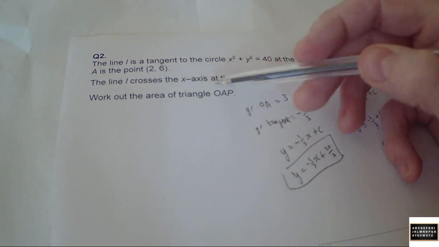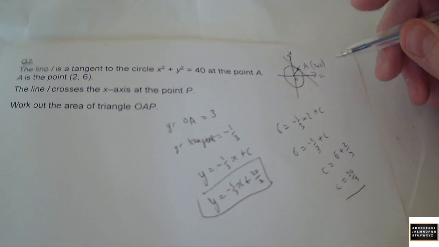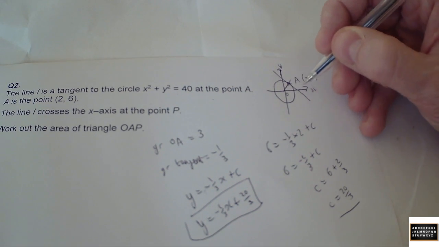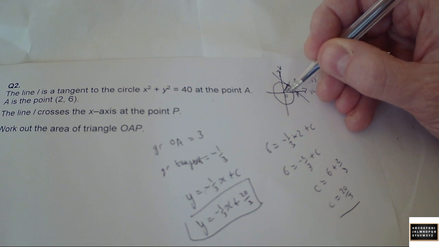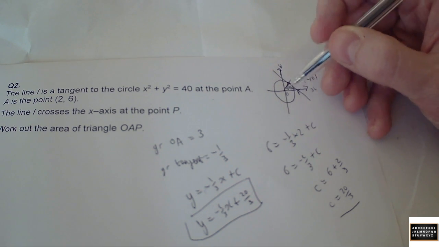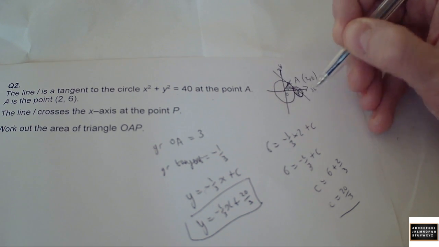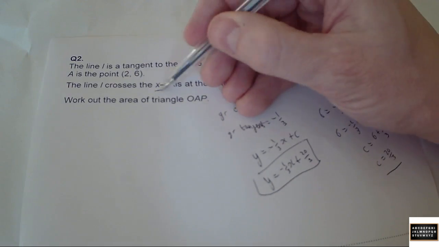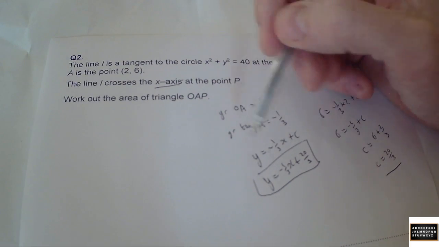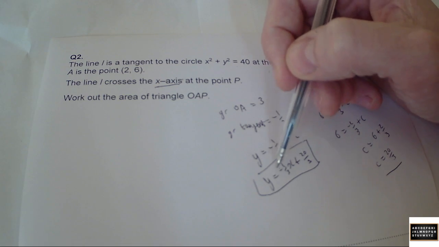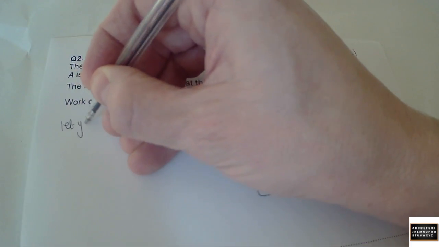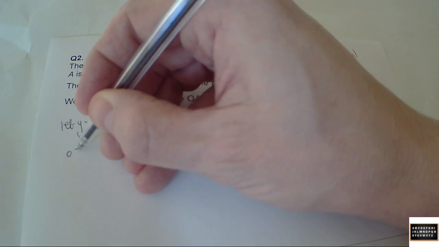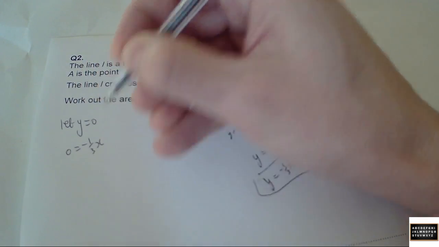Now it's asking for the area of a triangle OAP. So on my diagram here, OAP, P will be the point here where it crosses the x-axis, and they're asking you to work out this triangle here. So we need to know what the point P is. In other words, where it crosses the x-axis. So where this line crosses the x-axis will be where y is 0.